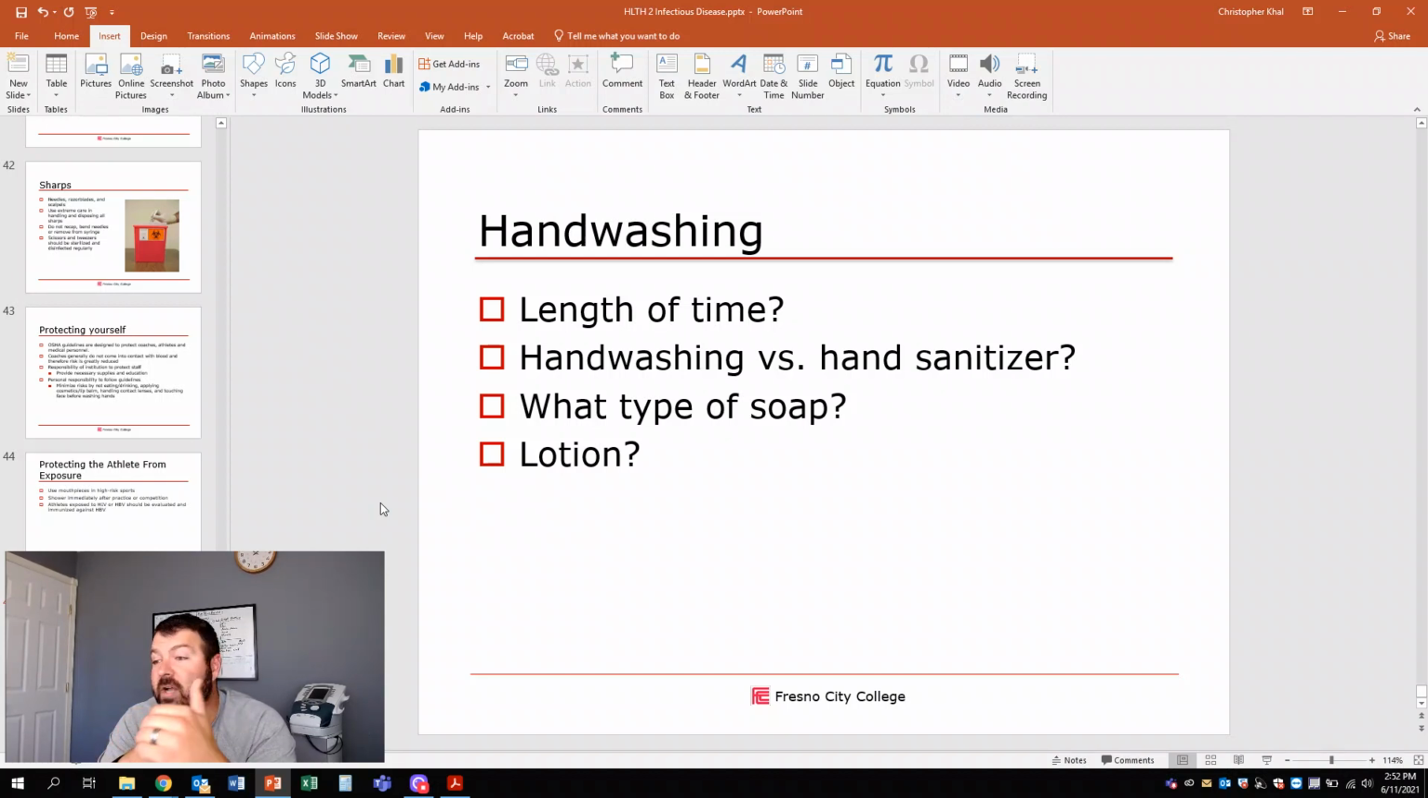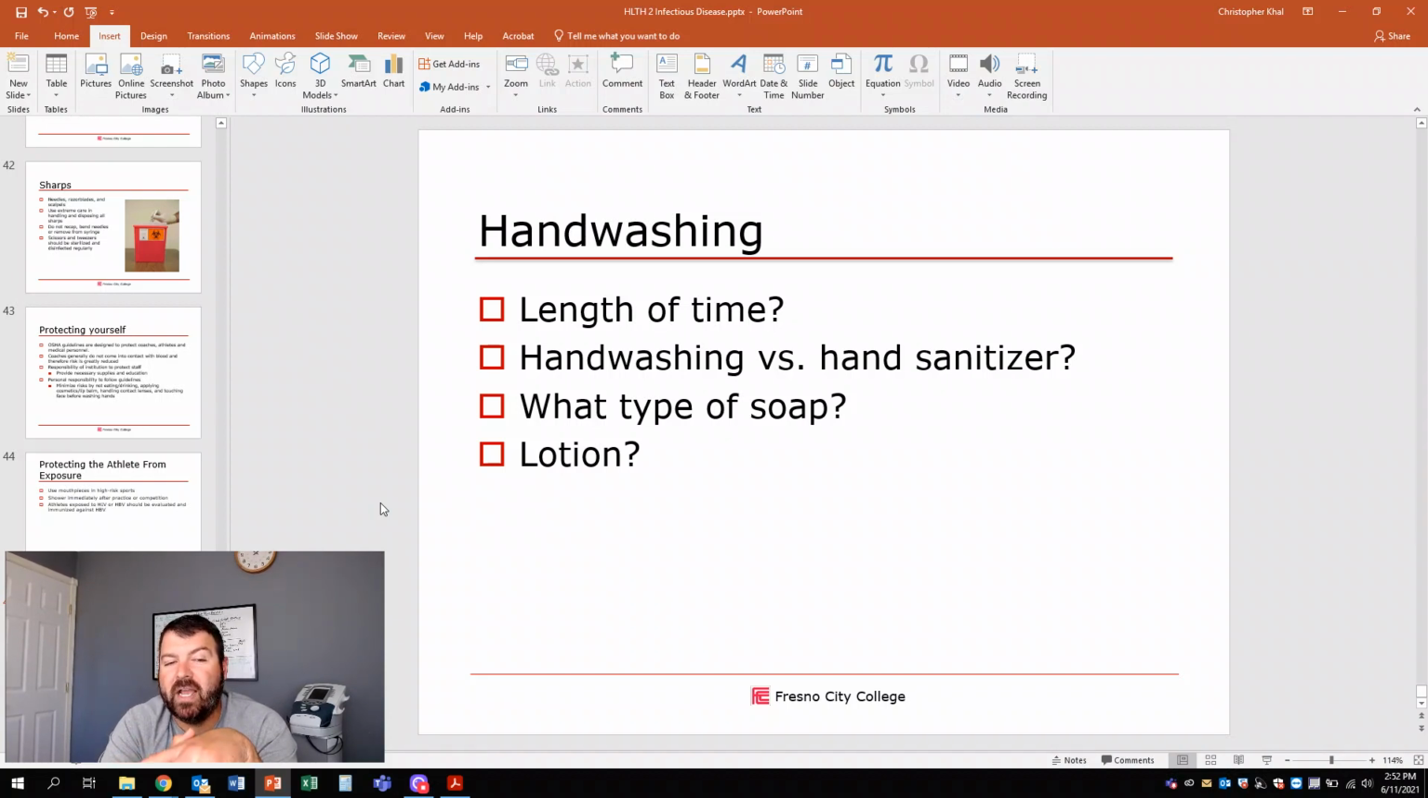You should also use hot water, as hot as you can tolerate. A lot of places will say any temperature water works. No, as hot as you can tolerate. Not saying you have to scald your hands, but you want good warm water.